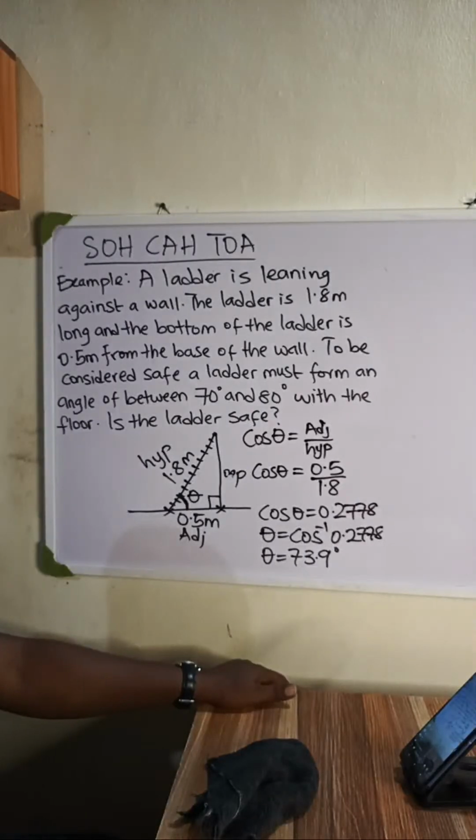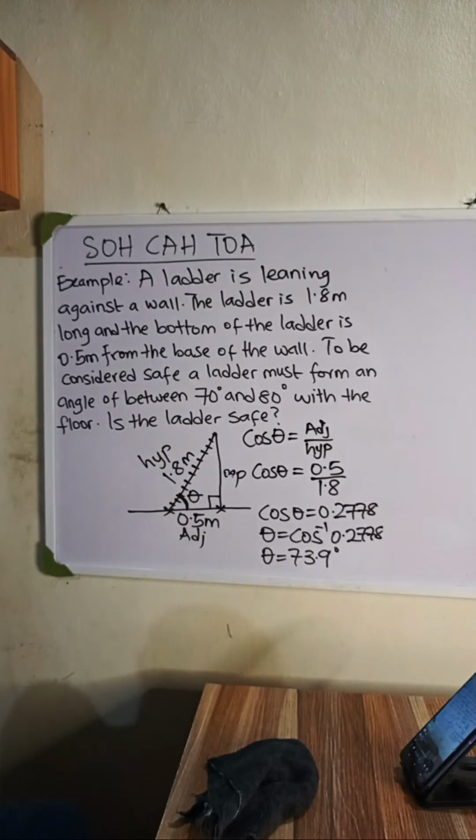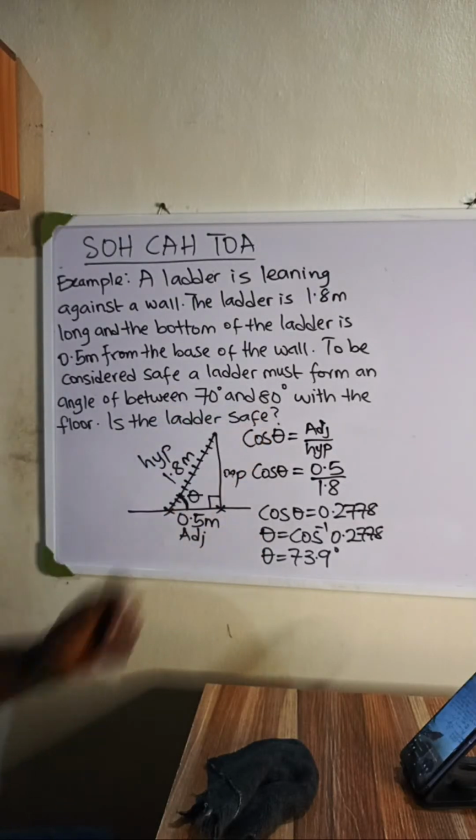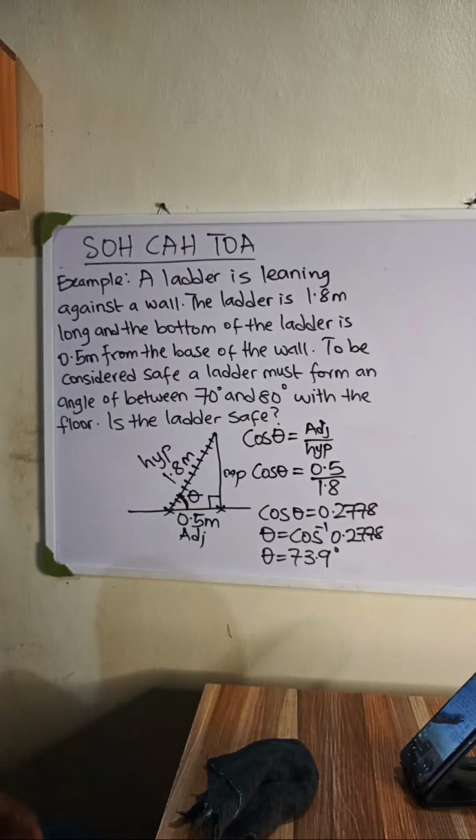73.9 degrees. Okay. So from what we've gotten, can we say that this ladder is safe? Yes, definitely safe, because the angle is between 70 degrees and 80 degrees. So anything between 70 degrees and 80 degrees is considered safe. Good.